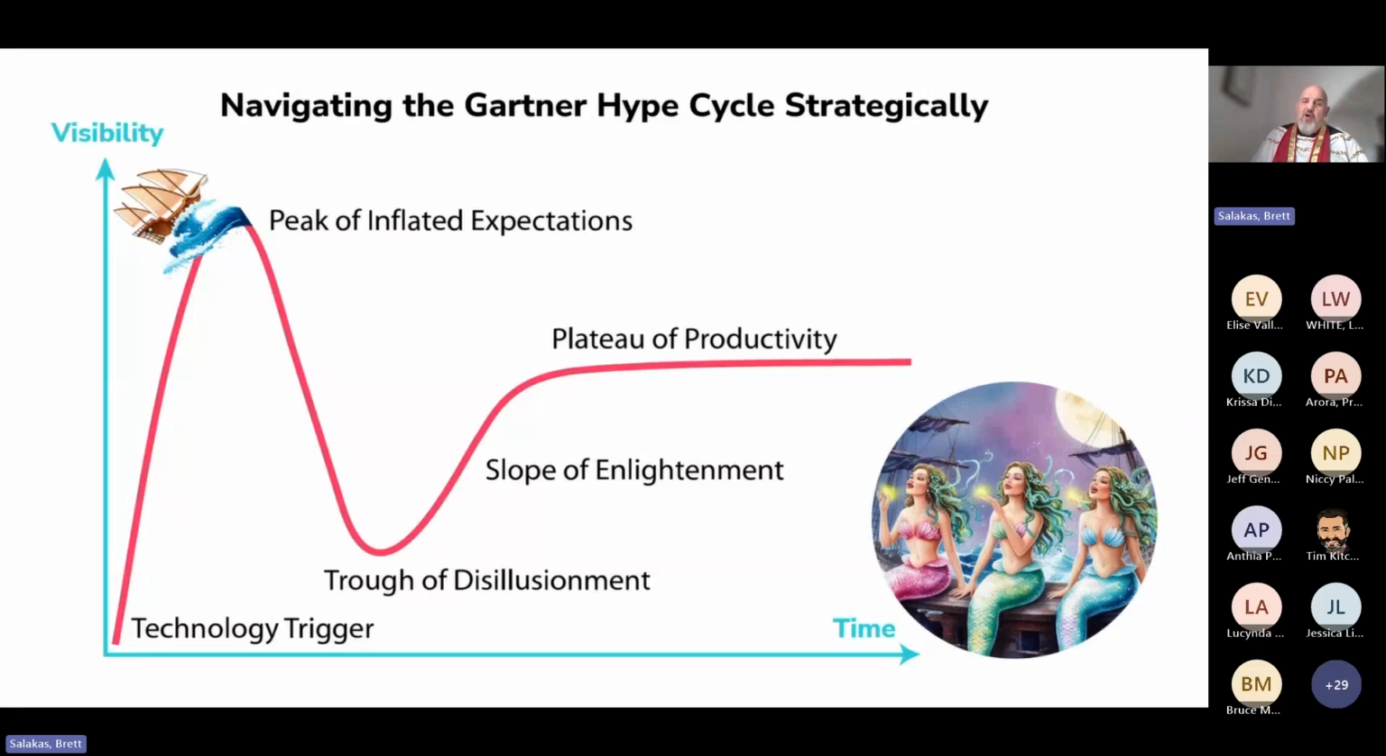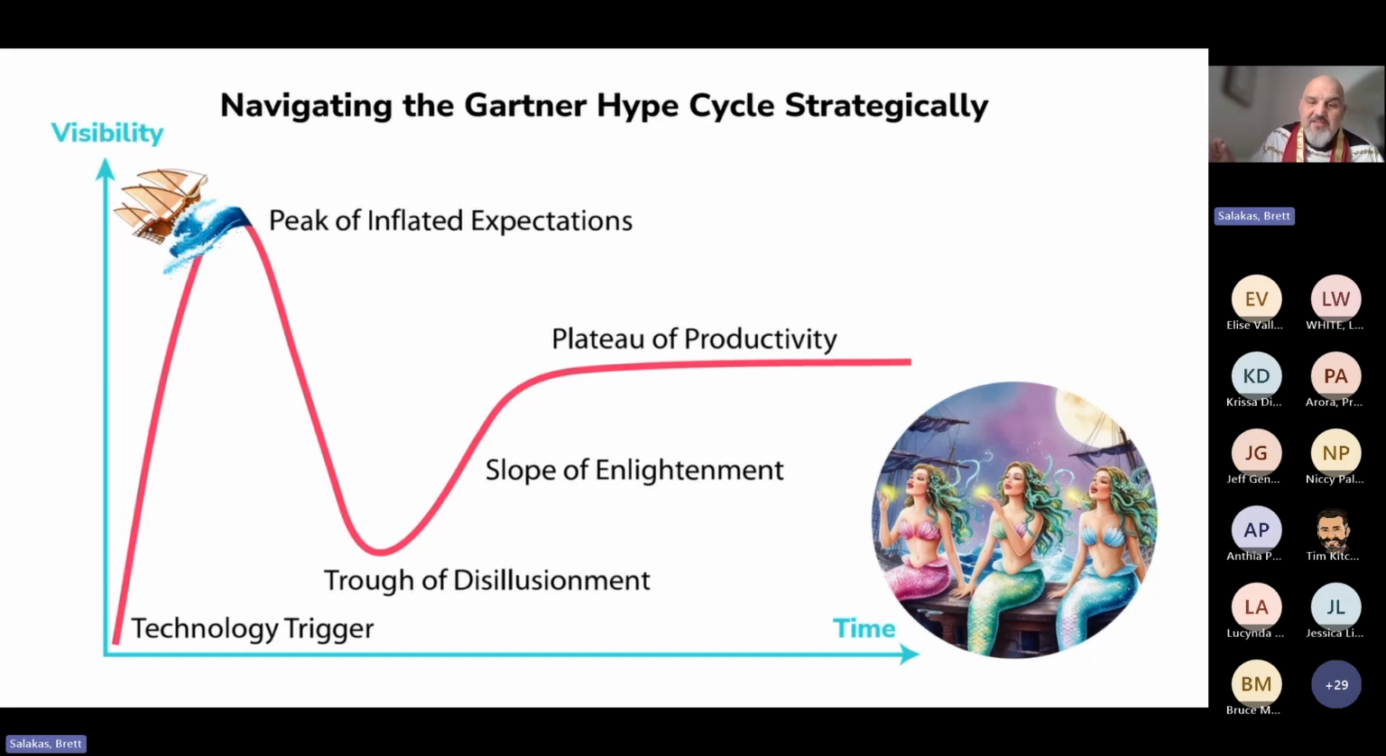If we're going through the hype cycle here, as we're sailing along, just wondering within the chat, where are you? Where do you think we are in the hype cycle of AI? Are we at the peak of inflated expectations? Are we down in the trough of disillusionment?